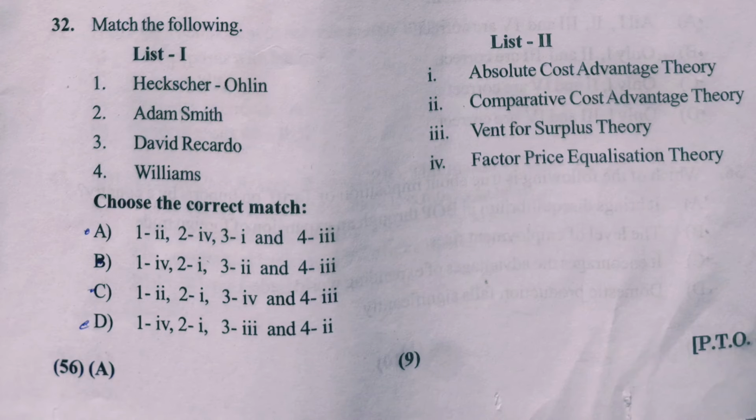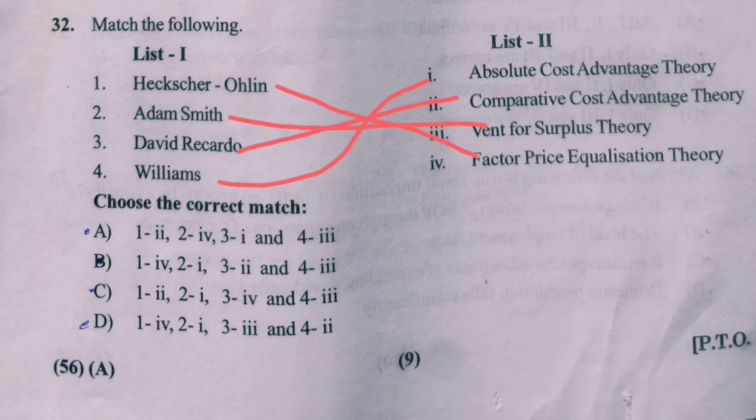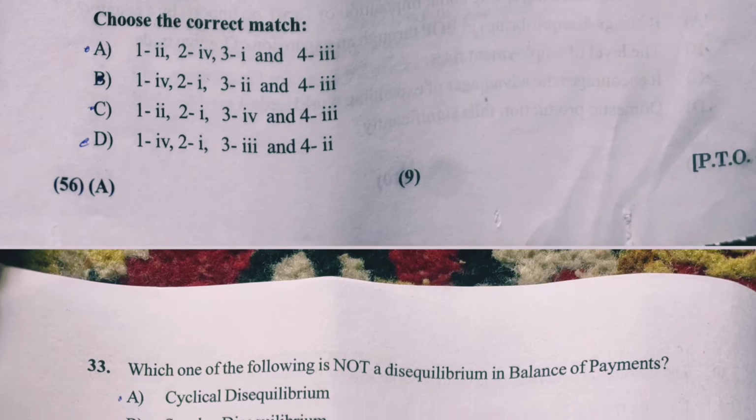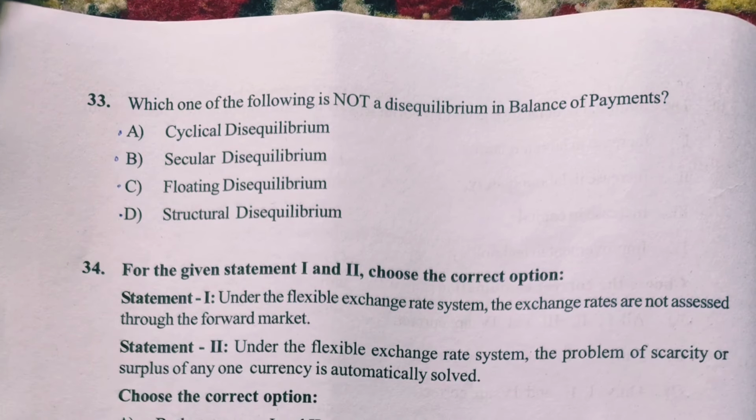Next question is to match the following. We have Heckscher-Ohlin, which will go with factor price equalization. Adam Smith went for surplus theory. David Ricardo will go for comparative cost, and Williams, I guess. This is the correct sequence here. I don't know what Williams is and how it is related to the absolute cost theory here. So you can enlighten me in the comments.